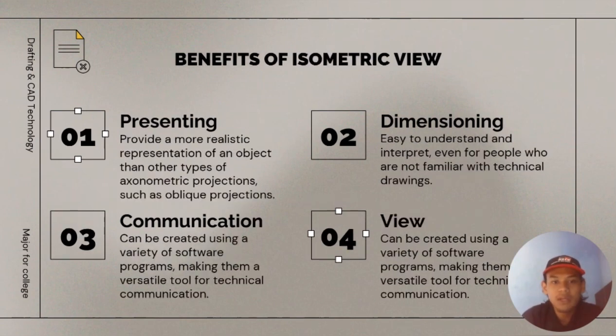What are the benefits of the isometric view? Number one, presenting: it provides a more realistic representation of the object than other types of projection such as equilibrium projection. Number two, dimensioning: it is easy to understand and interpret, even for people who are not familiar with technical drawing. Number three, communication: it can be created using a variety of software programs, making it a versatile tool in technical communication.